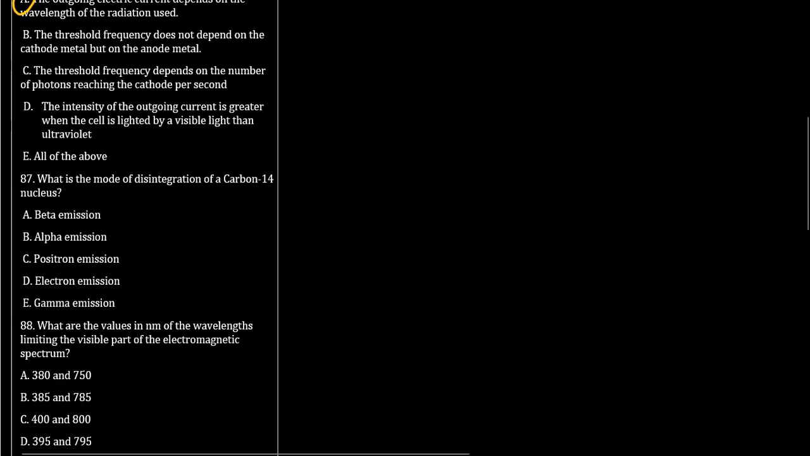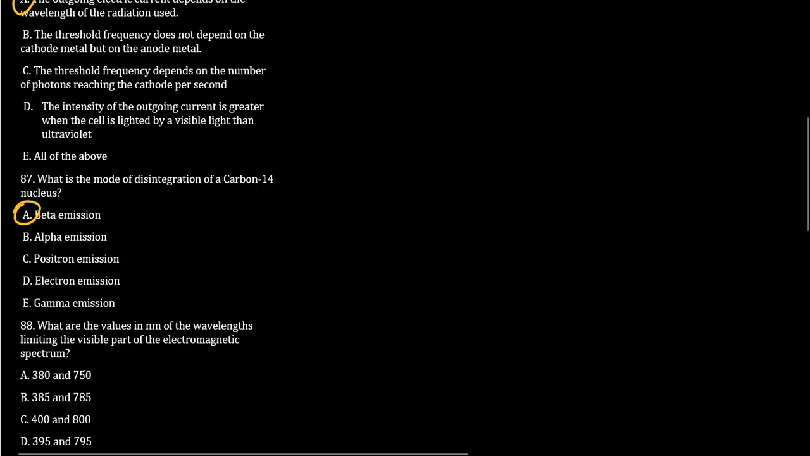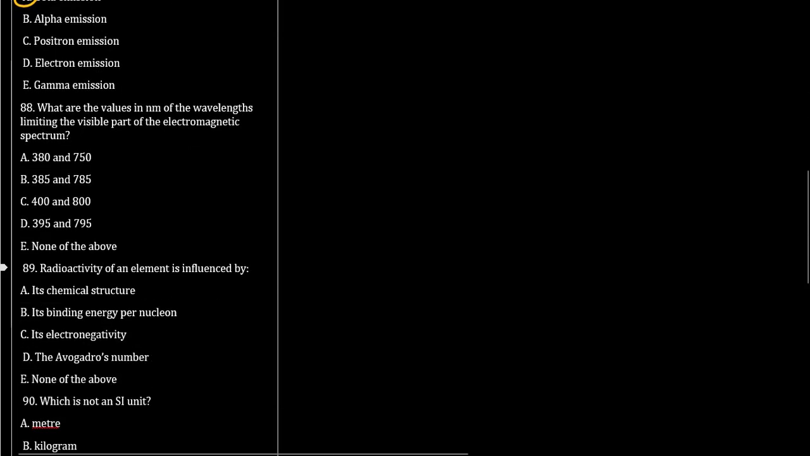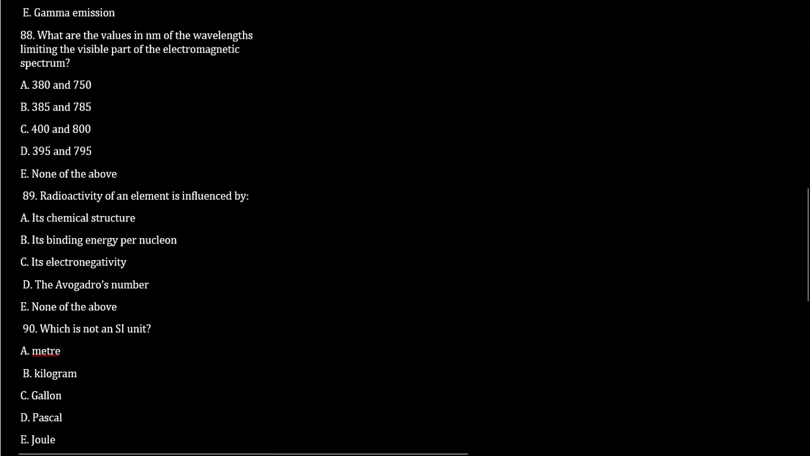Question number 87. What mode of disintegration is carbon-14? It's a carbon-14 nucleus, so it's simply beta emission. Question number 88. What are the values in nanometers of the wavelengths limiting the visible part of the electromagnetic spectrum? It is between 380 and 750 nanometers.